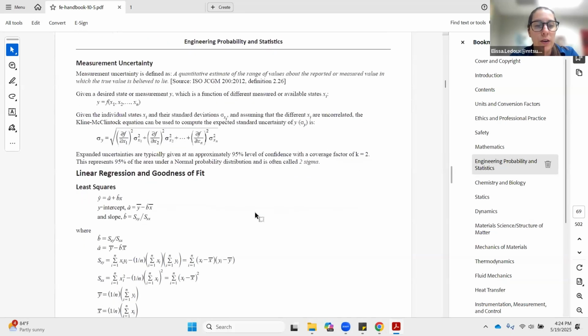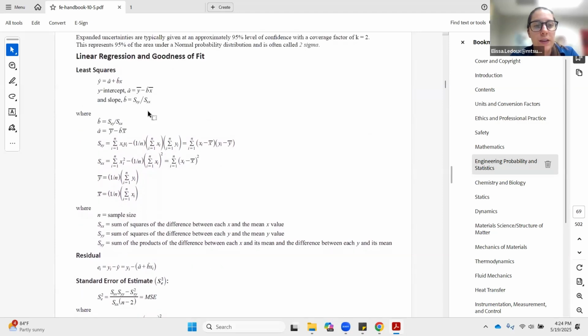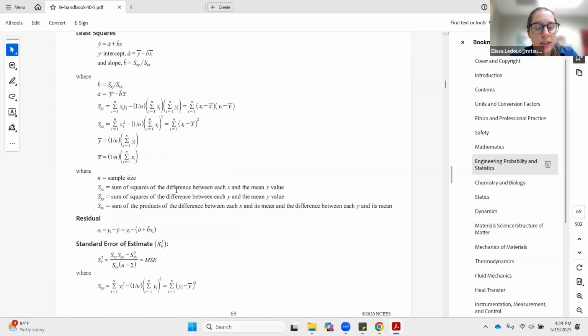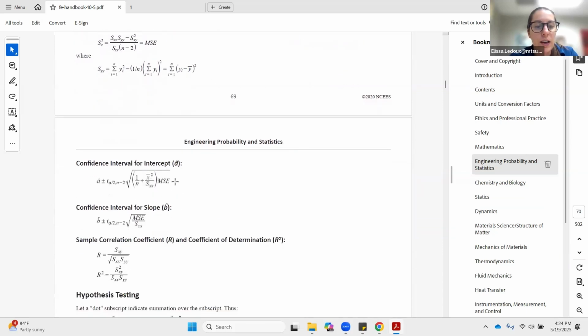There probably won't be a whole lot on that, but there will be stuff on linear regression and goodness of fit. So this is like the least squares, which is basically finding the line that best fits the data and then being able to find its correlation coefficient or its error estimate. So knowing the confidence interval, this will tell you, when you find the intercept, how likely is it that you're correct? That's the confidence interval. And same thing for slope.